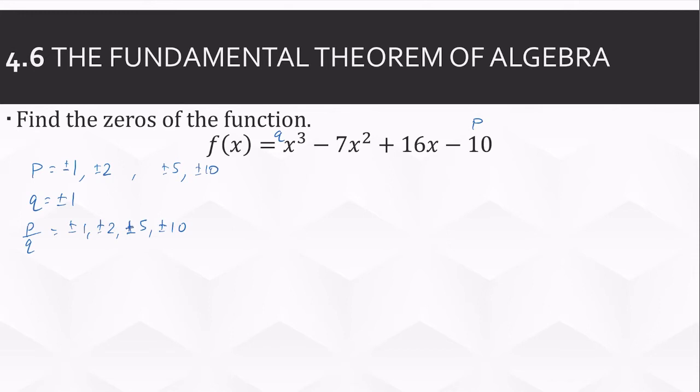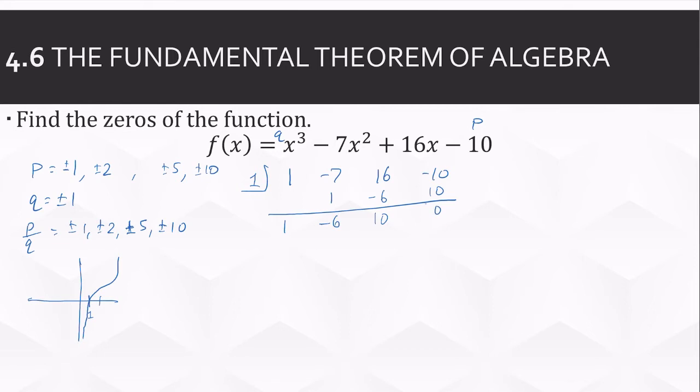All right, so now we need to decide what to try with our synthetic division. If I do a quick graph on my graphing calculator, I see that it looks something like this, where that appears to be 1. So I'm going to try a 1. 1x cubed minus 7x squared, 16x, and negative 10. Bring down the 1 and multiply, add, multiply, add, multiply, add. Hey, look at that, we got a 0. That was x cubed, so now it is x squared.